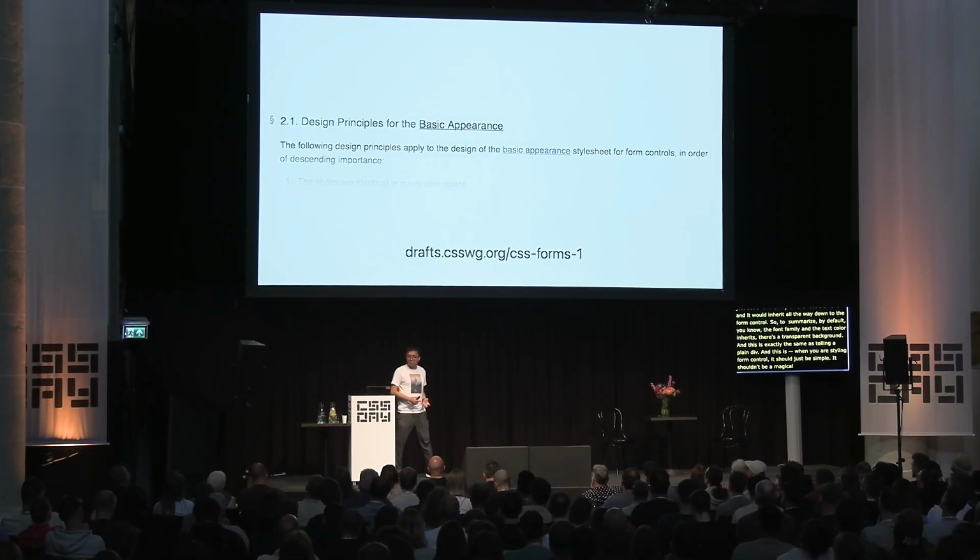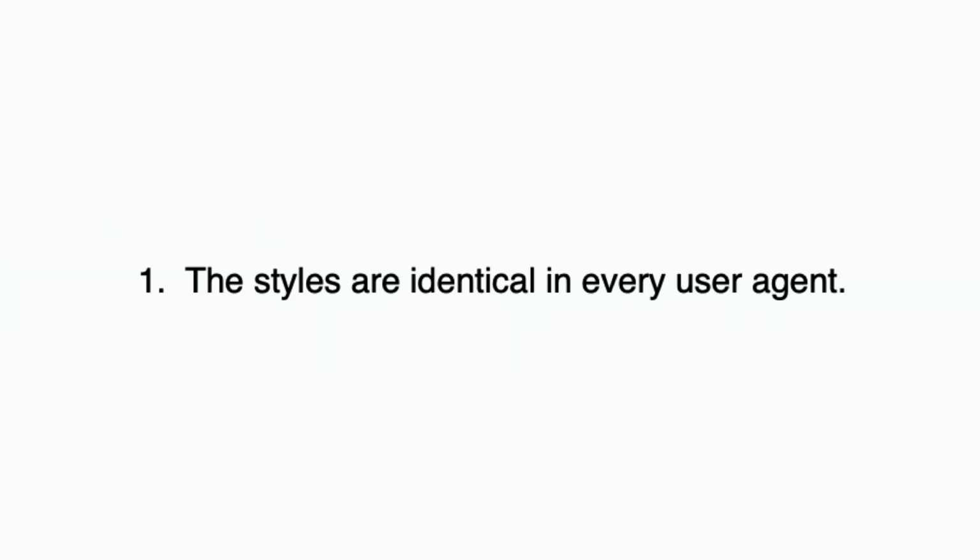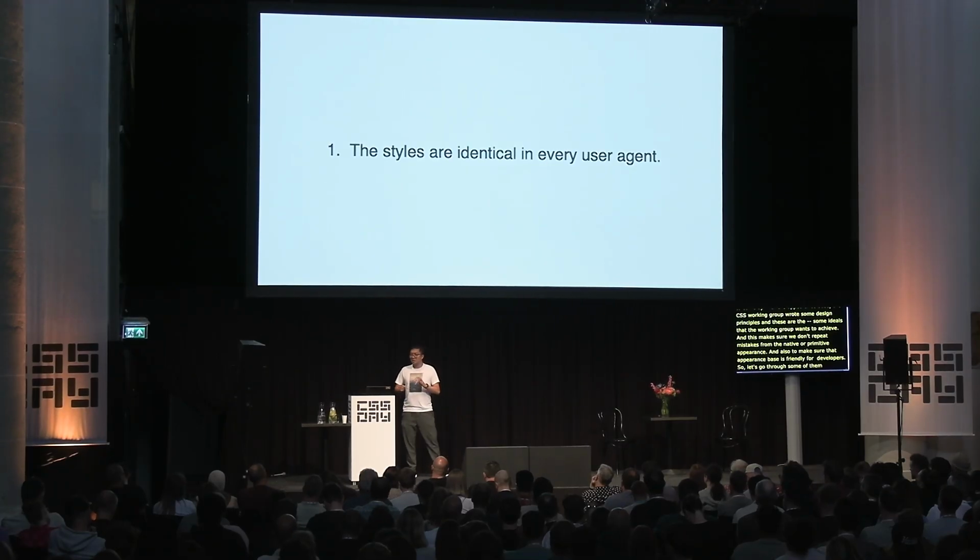When trying to come up with appearance base, the CSS working group wrote some design principles. These are some ideals that the working group wants to achieve. This makes sure we don't repeat mistakes from the native or primitive appearance, and also makes sure that appearance base is friendly for developers. Let's go through some of them. The styles are identical in every user agent. This sounds like a very obvious one, but the native or the primitive appearance don't work the same in every browser. But they will work the same for appearance base.